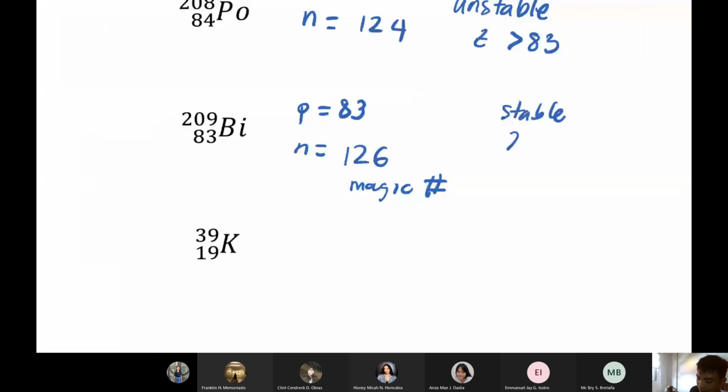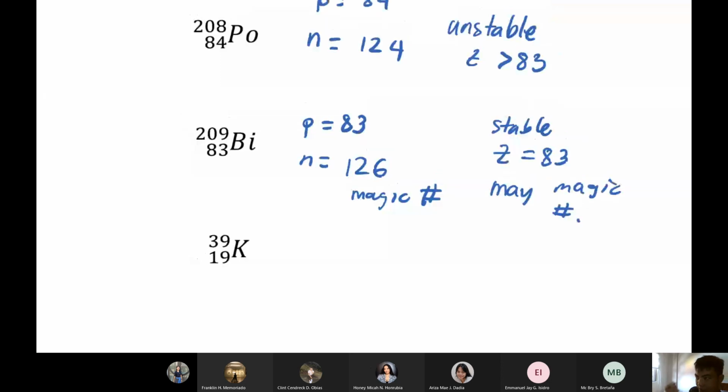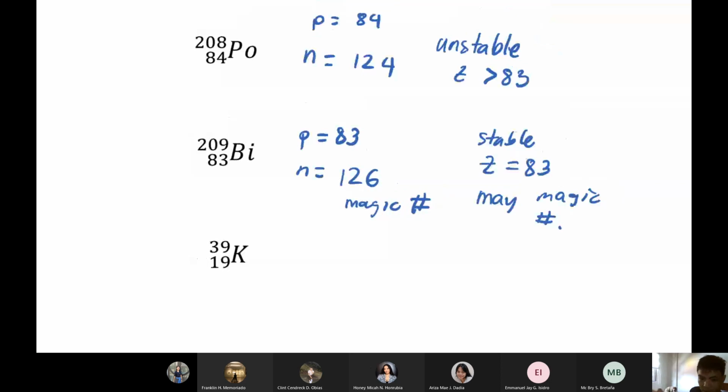Stable kasi Z is equal to 83. Okay? And then, may magic number. May magic number. Okay? Basta may magic number dyan, stable yan. Okay?